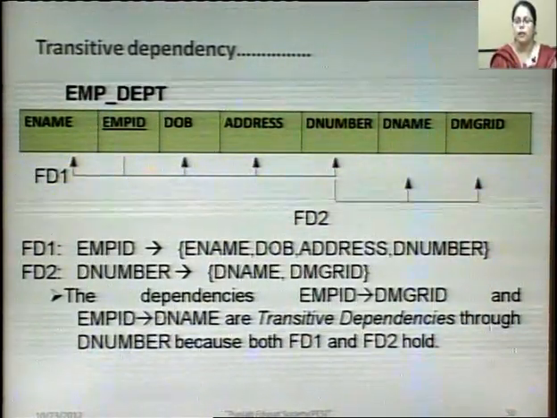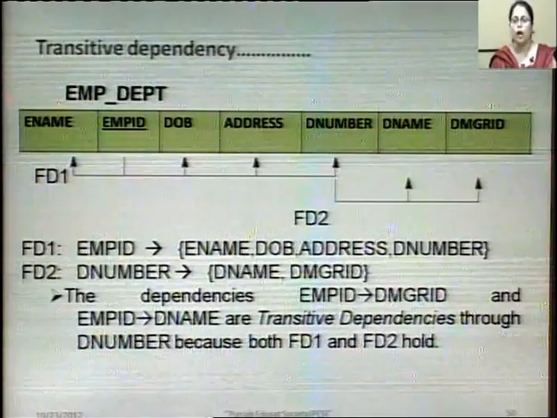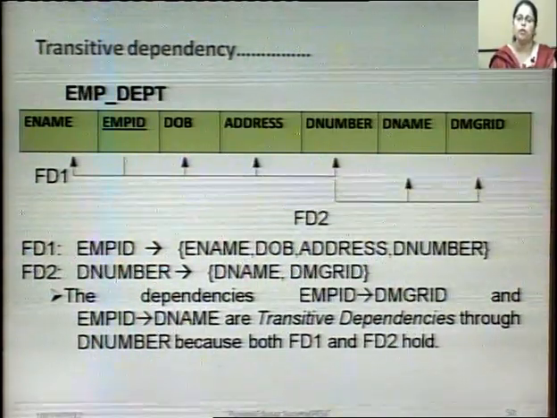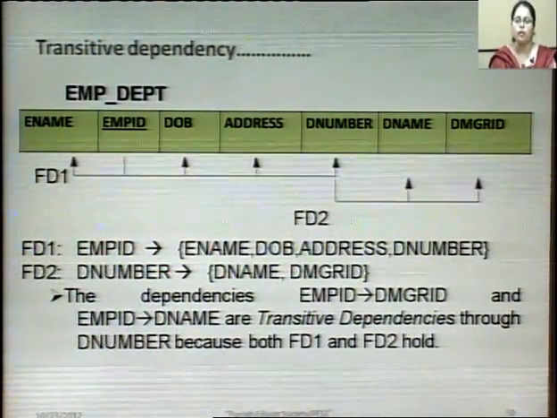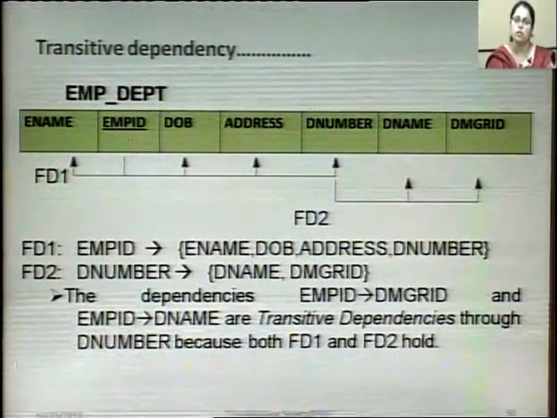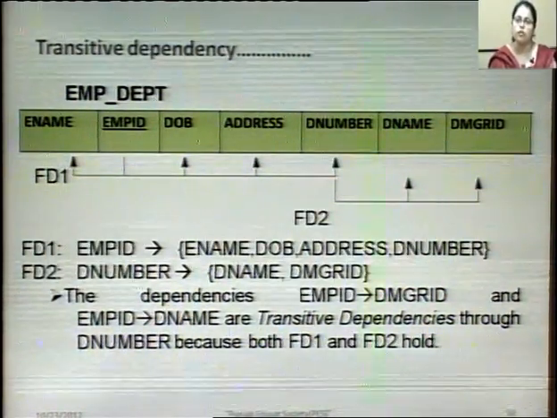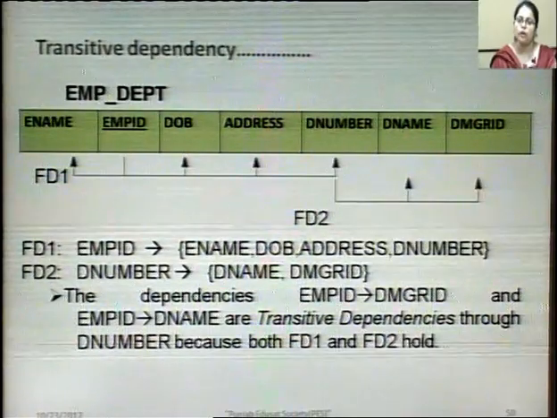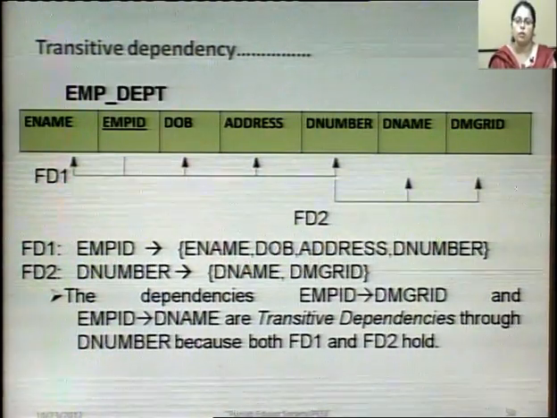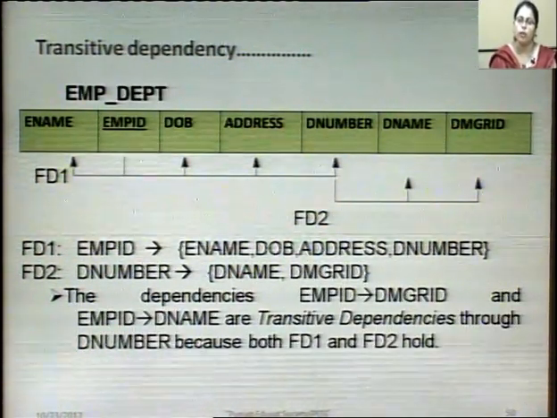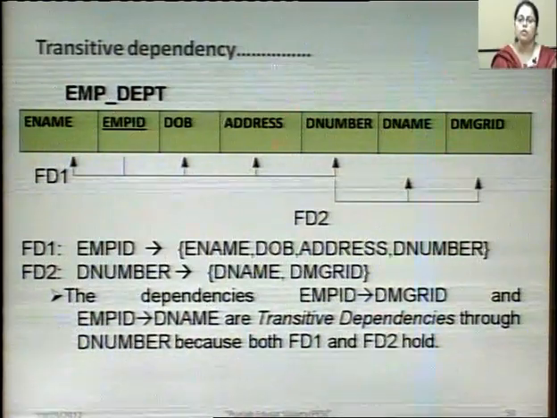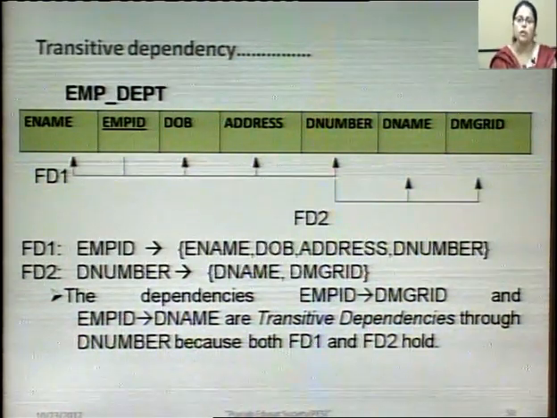Now the dependencies of employee ID determining the value of manager ID and employee ID determining the value of department name are transitive dependencies through the department number. When we apply Armstrong's transitive inference rule on functional dependency 1 and functional dependency 2, we can infer that the dependencies EMP_ID determining manager ID and EMP_ID determining department name hold in the relation. Therefore these two transitive dependencies are held in the relation EMP_DEPT.